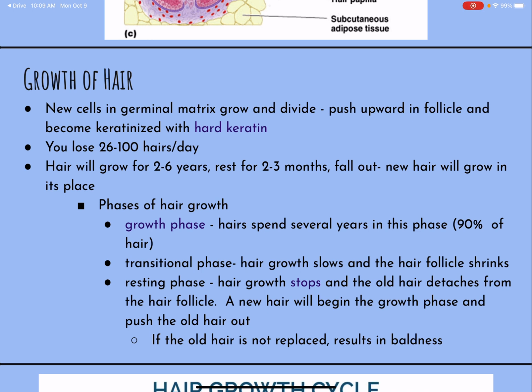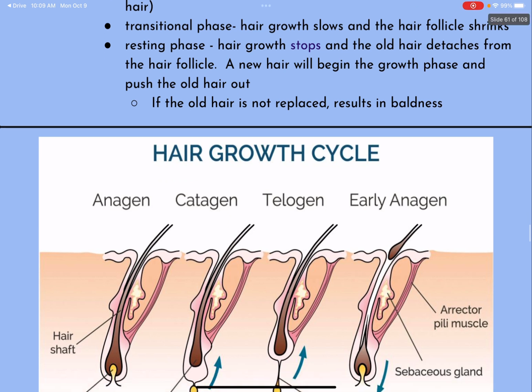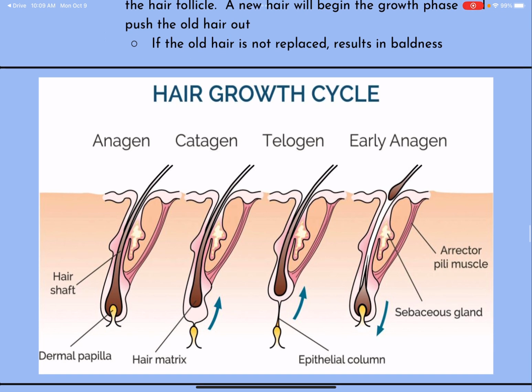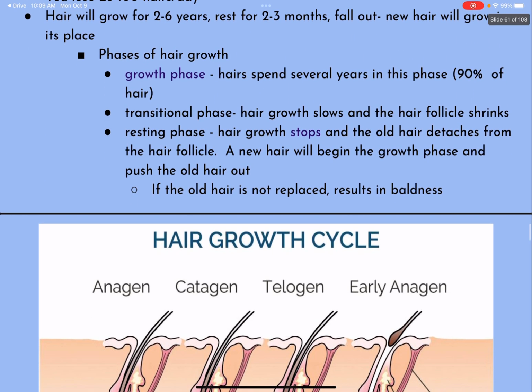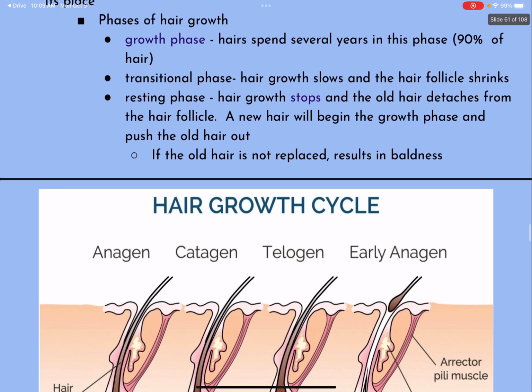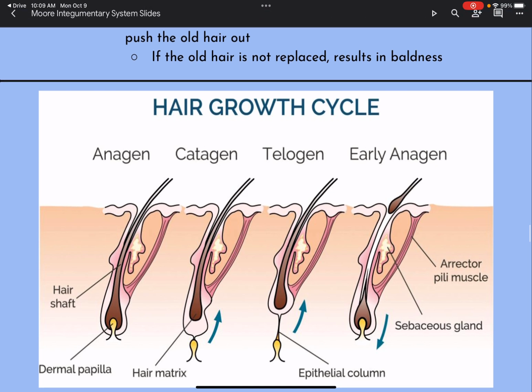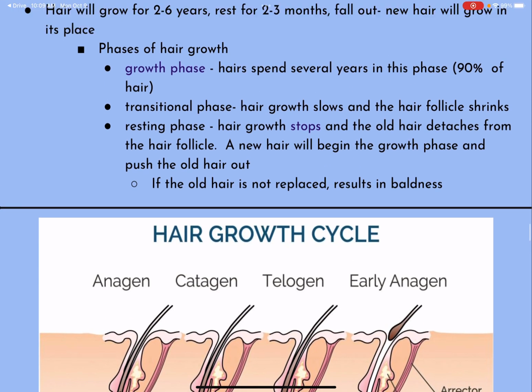There are some phases of hair growth, so every hair will go through 3 different phases. Okay, now you don't need to worry about this anagen, catagen, and telogen phase that I'm seeing here, but that's the technical names for them. So the first one is called the growth phase. This is where most of the hair will be and where it spends most of its life. So you see here in the anagen, which is the growth phase, the hair is getting nourishment from the dermal papilla, and it is just growing. It's getting longer.